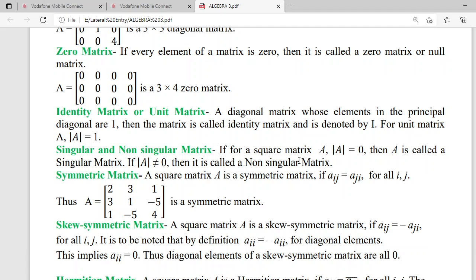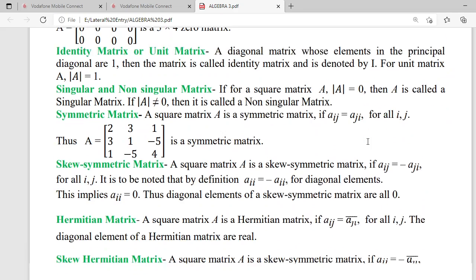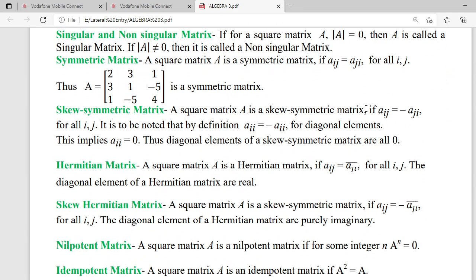And if this determinant is 0, then A is called a singular matrix. If determinant A is not equal to 0, then it is non-singular. So symmetric matrix, this is the definition: Aij is equal to Aji. Then skew symmetric matrix. Skew symmetric matrix is of opposite sign.